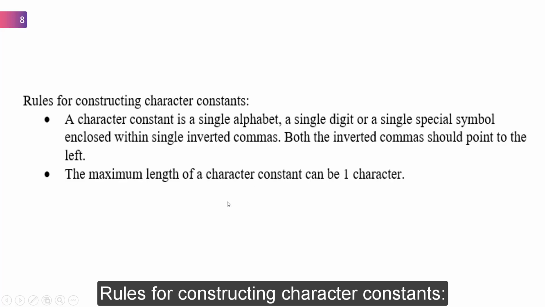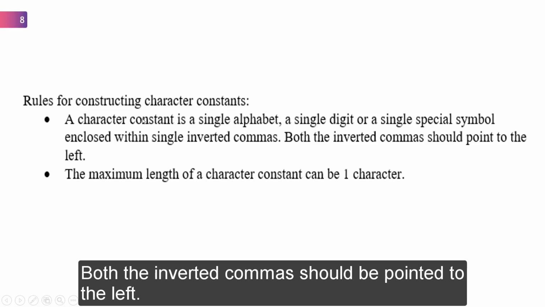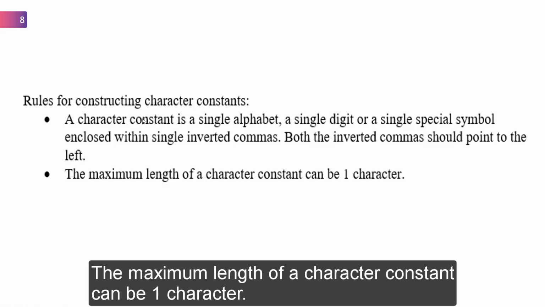Rules for constructing character constants. A character constant is a single alphabet, a single digit, or a single special symbol, enclosed within a single inverted comma. Both the inverted commas should be pointed to the left. The maximum length of a character constant can be one character.